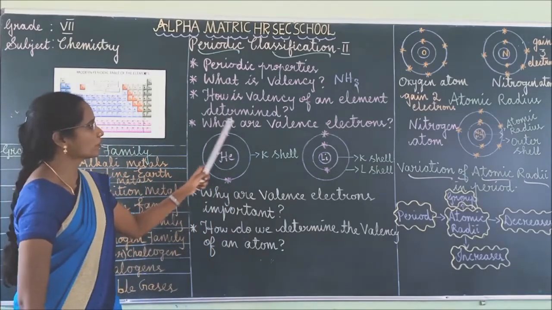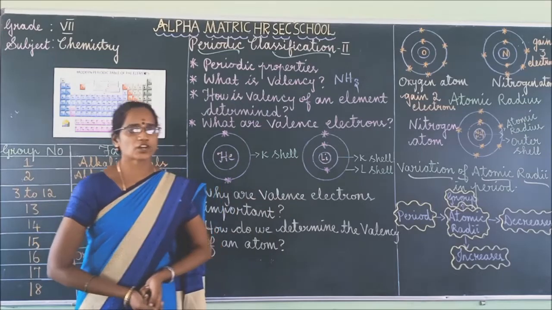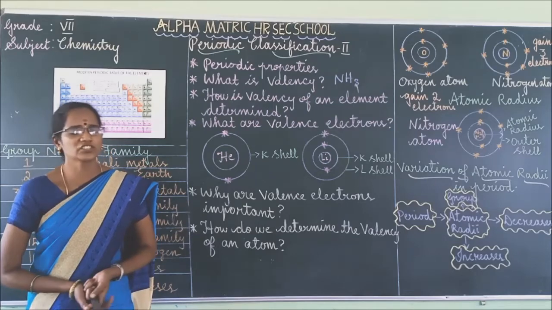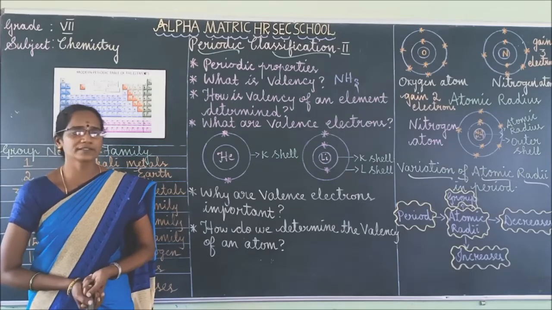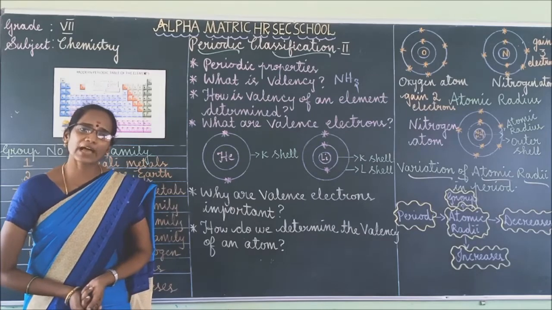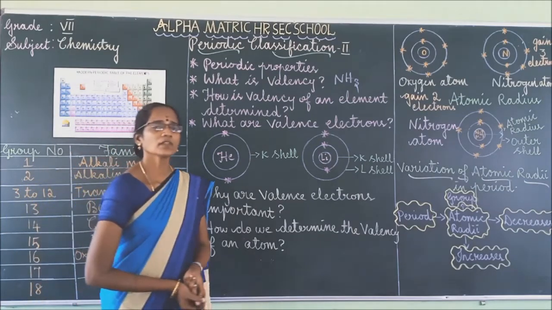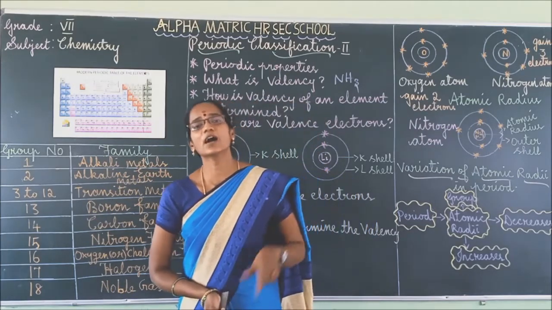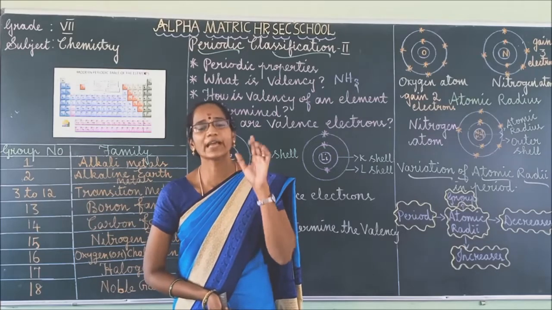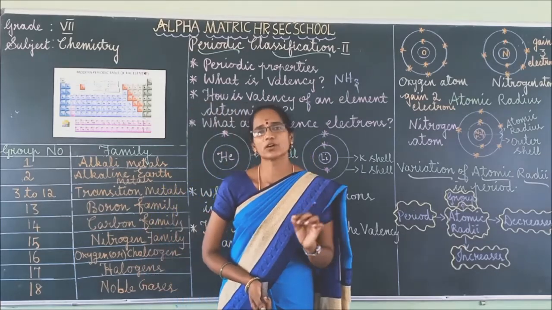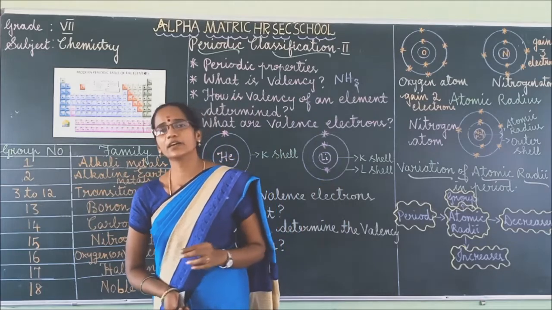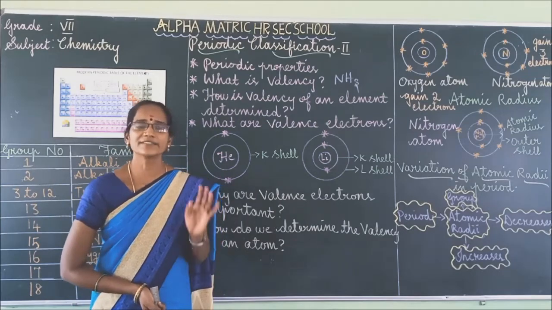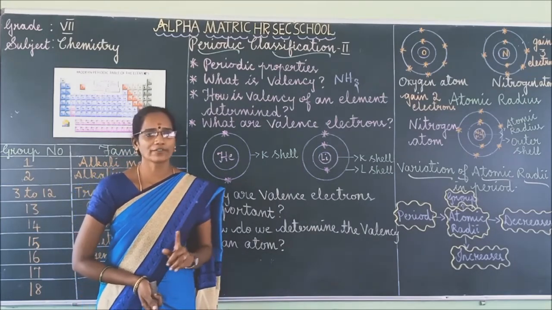Good. So next one, what are valence electrons? Electrons, you know, right? It is a negatively charged particle. It revolves around the nucleus. That is called an electron. What do you mean by valence electrons? In an element, the electrons which are present in the outermost shell of an atom are called the valence electrons. That point you have to remember.